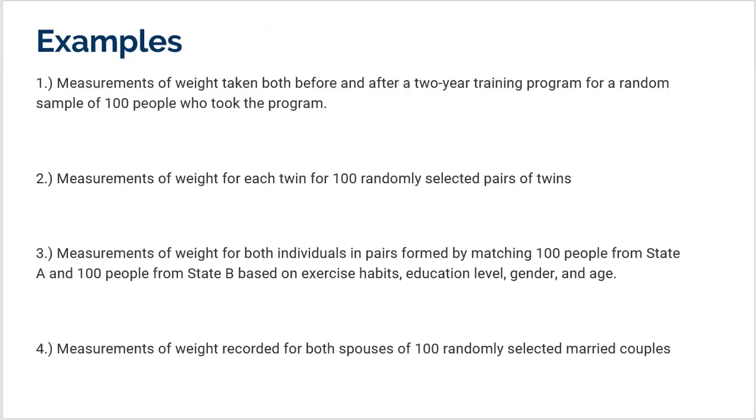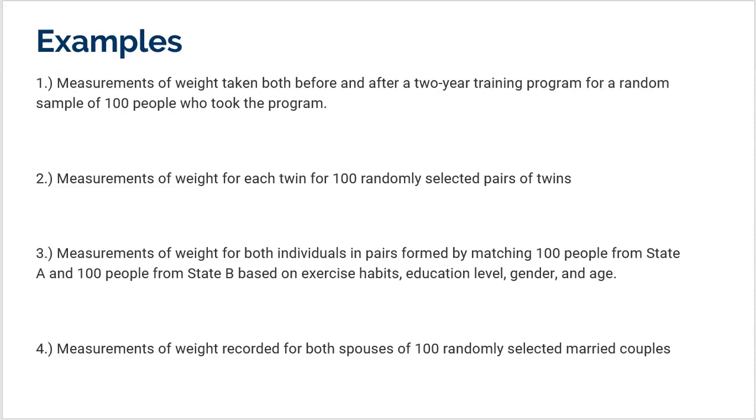Measurements of weight taken before and after a 2-year training program for a random sample of 100 people. So there's that before and after program I was talking about. So we measured their weight before, then after a 2-year program, we measured their weight after, and we did that to see the difference for each person. So each individual is going to have two measurements, before and after, and all we care about is the difference between those measurements.